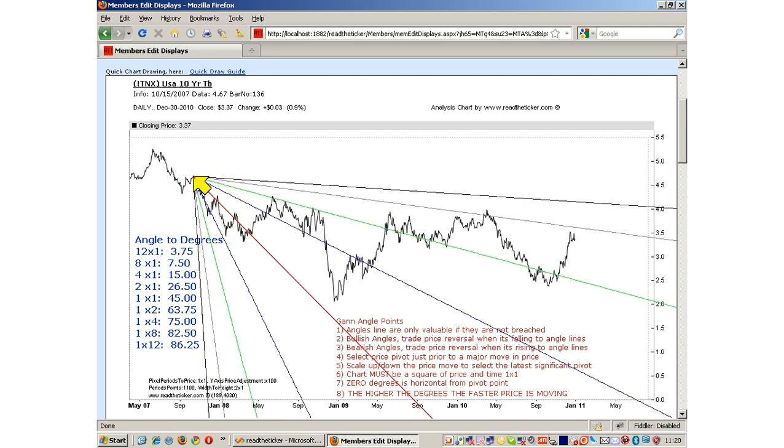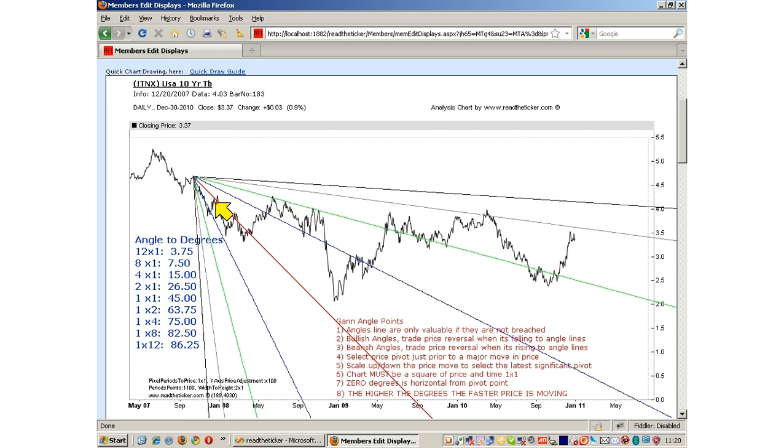Let's go to our next pivot. Here we have this angle which has not been breached. This one here I would say has been tested but not breached. Look at the marriage of price on these lines here. The price was in this corridor here.